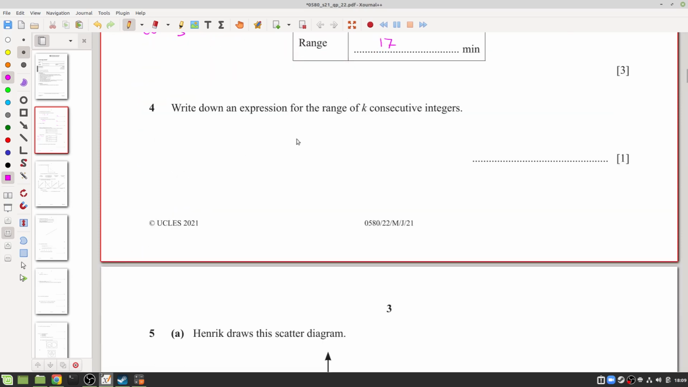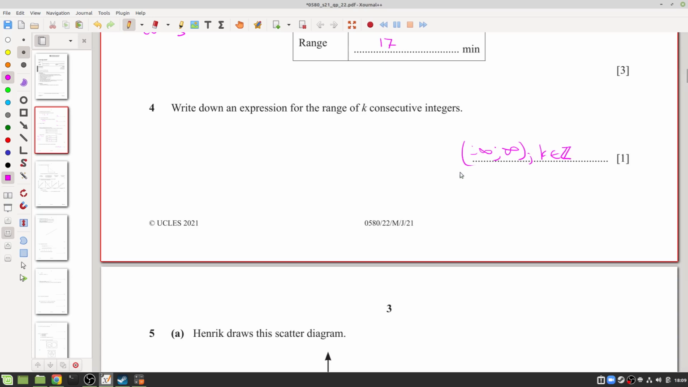Write down an expression for the range of k consecutive integers. This is interesting. Probably many ways to write this. So I'm going to write it as k goes from negative infinity to positive infinity, none of them included, where k is an element of the integers.